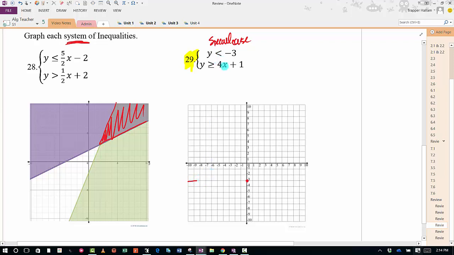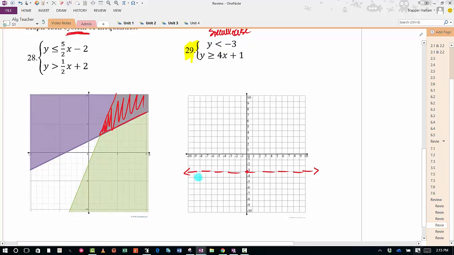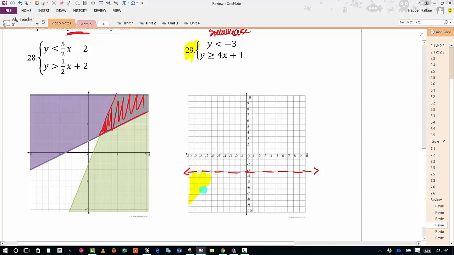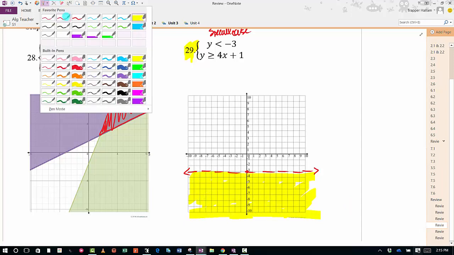It is a less than sign, not a less than or equal to, so this will be a dashed line. So there's my dashed line. This says that the solutions are less than -3, so that means I'm shading below. So let's shade below. I'll do a very quick shading for these. All right, now let's graph our other line.